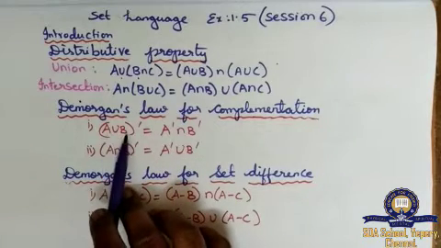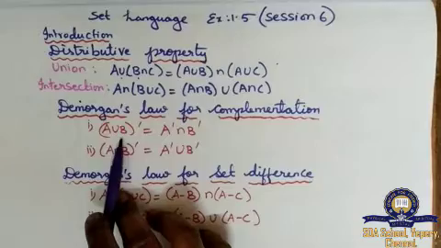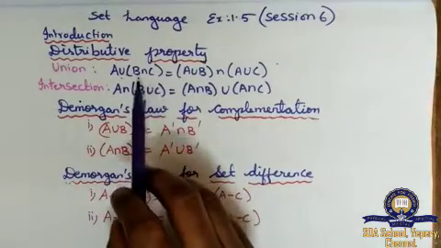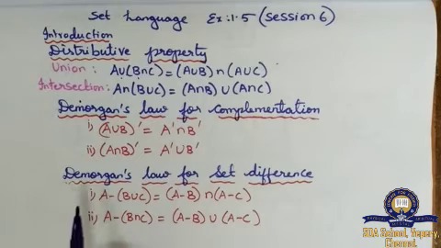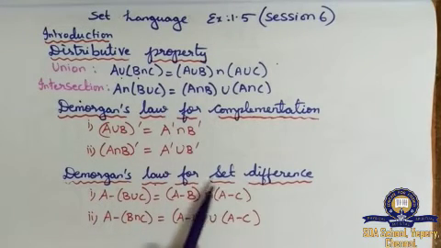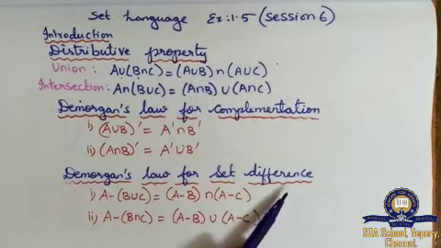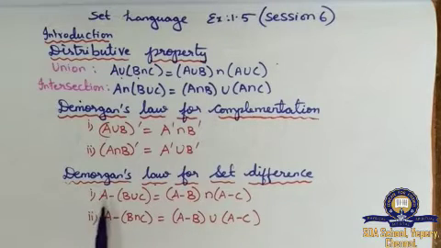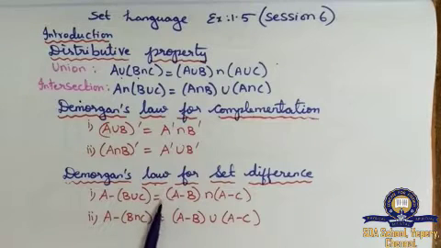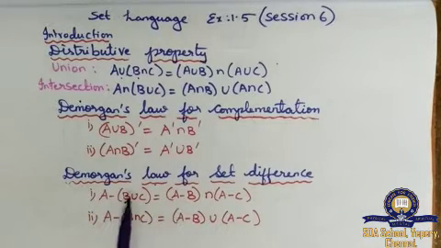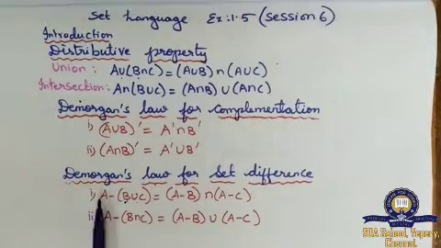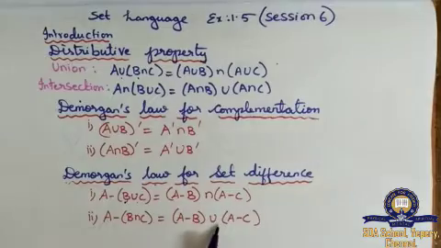For this, A and B are given, which means two circles only for the Venn diagram. Here A, B, C are there, so three circles. Keep this in mind, children. Next is De Morgan's law for set difference. Set difference means what? Difference is nothing but the minus symbol. So here we are going to use this property. A minus B union C is equal to A minus B intersection A minus C. Next is A minus B intersection C. That means A minus B clubbing, then instead of intersection, the union symbol will be there.